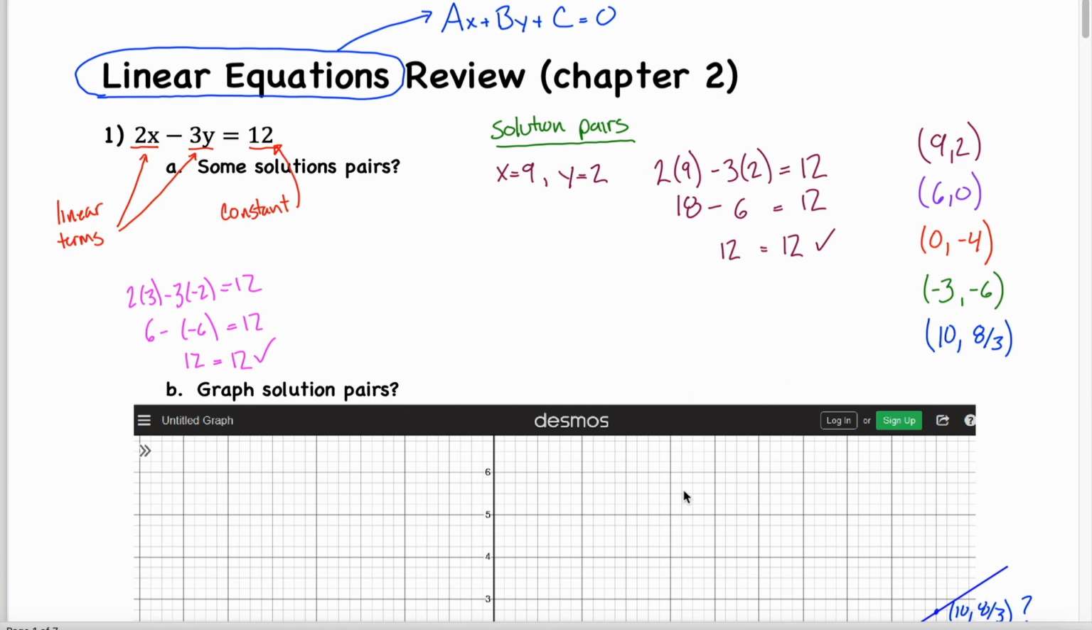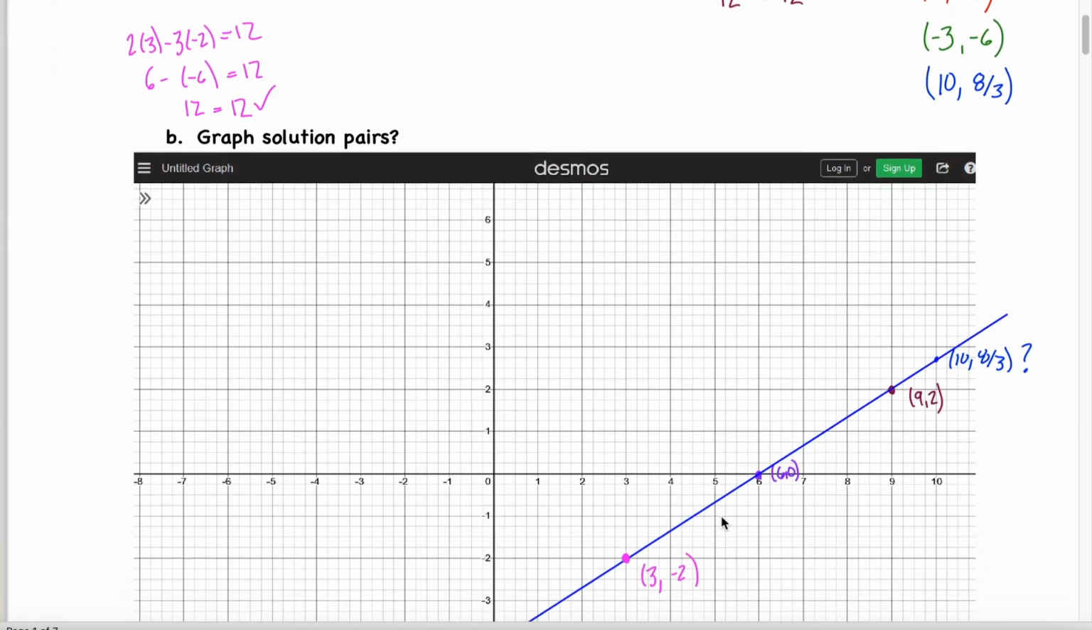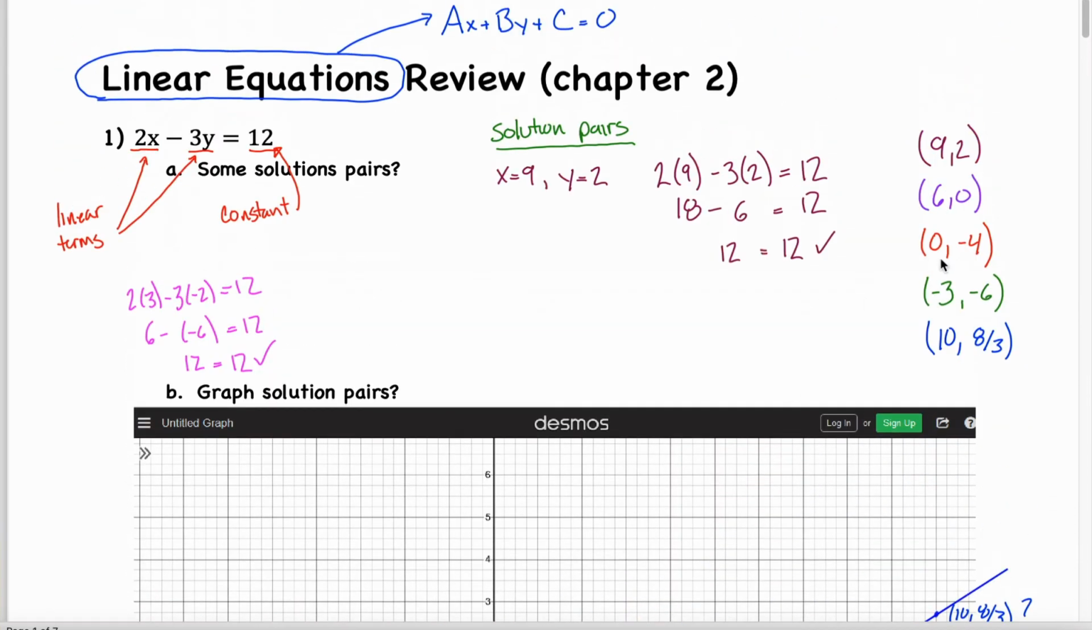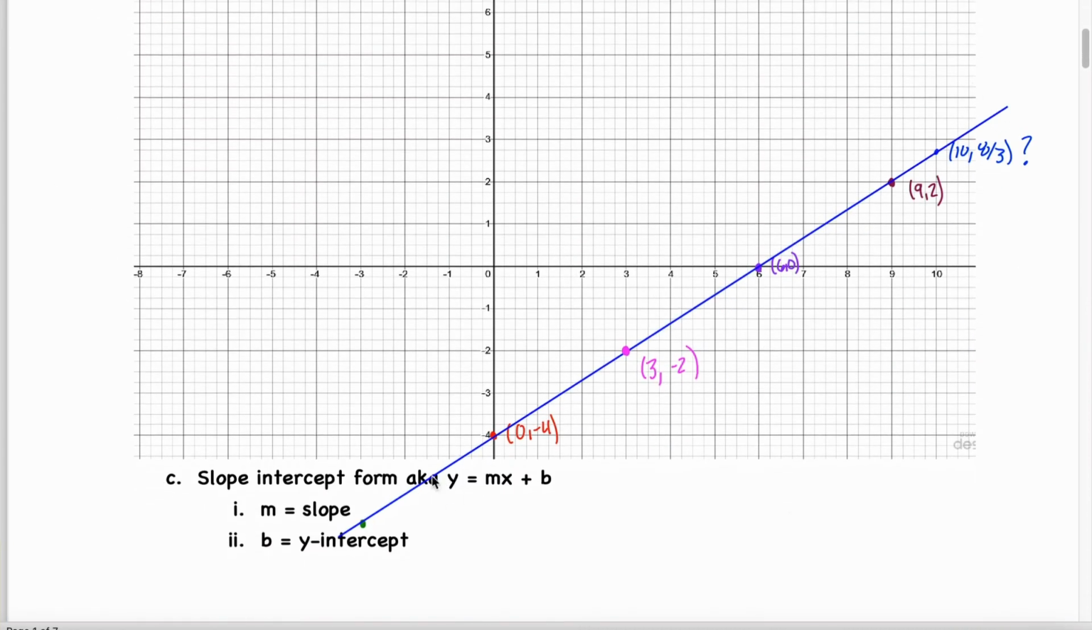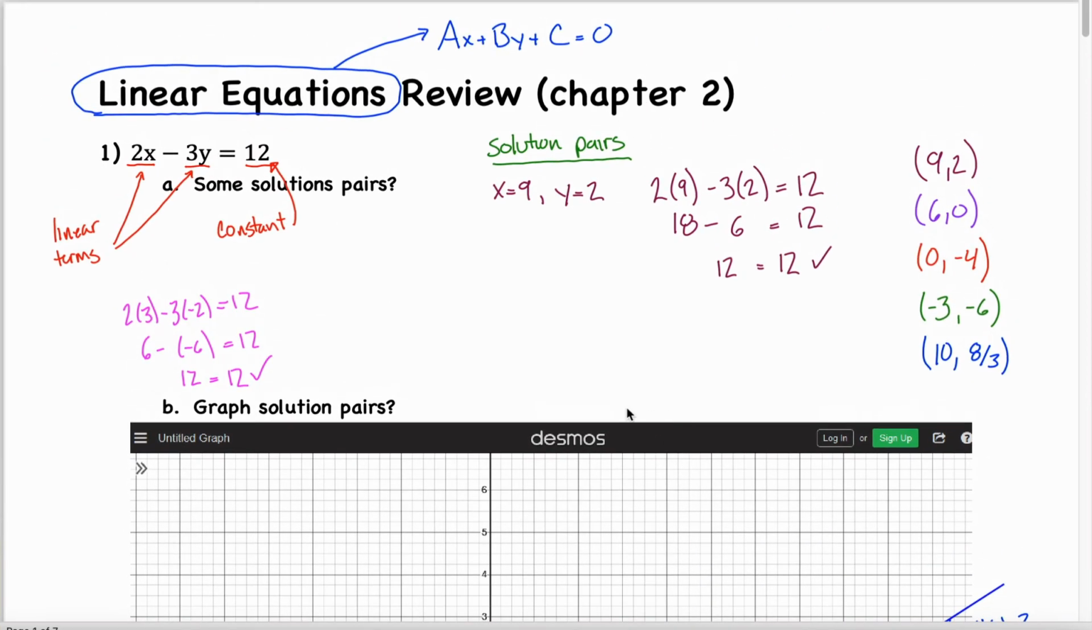These are 5 specific solution pairs, but really what we want is to understand all the different infinitely many solution pairs. And a way you can get there is by graphing the solution pairs. If we take the 5 that we found algebraically and plot those on our coordinate plane, we notice that those points all fall in a straight line. And that's not a coincidence. In fact, that's why these things are called linear equations in the first place.